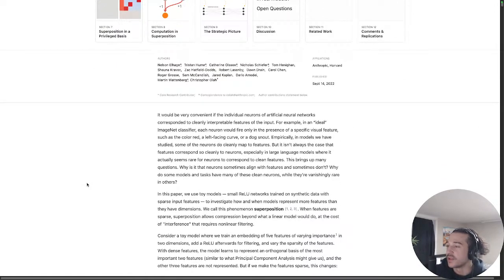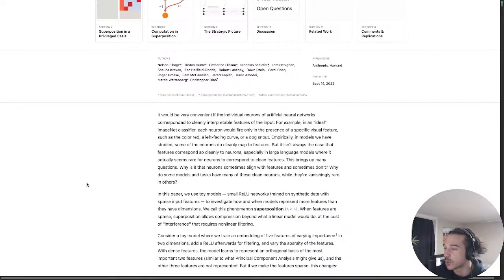It would be very convenient if the individual neurons of artificial neural networks corresponded to cleanly interpretable features of the input. For example, in an ideal ImageNet classifier, each neuron would fire only in the presence of a specific visual feature, such as the color red, a left-facing curve, or a dog snout. Empirically, in models we have studied, some of the neurons do cleanly map to features, but it isn't always the case that features correspond so cleanly to neurons, especially in large language models, where it actually seems rare for neurons to correspond to clean features.